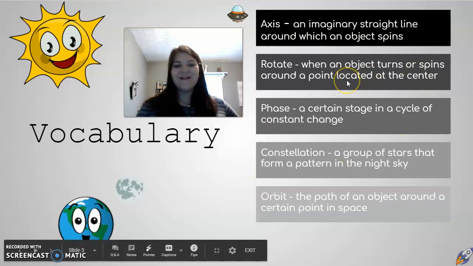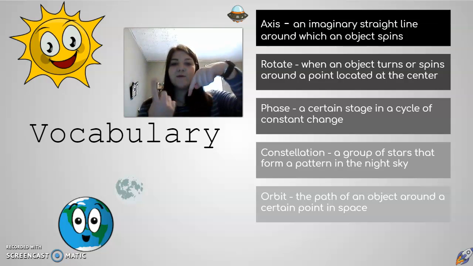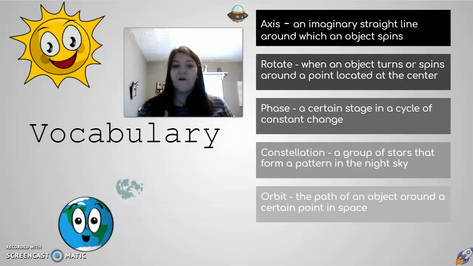All right, the next word is going to be orbit. So orbit is the path of an object around a certain point in space. So when you think about orbit, just think about the Earth. The Earth orbits the sun. So it goes around and around and around. It always goes and follows the same path. So it always orbits the same way. So it's always doing the same thing.